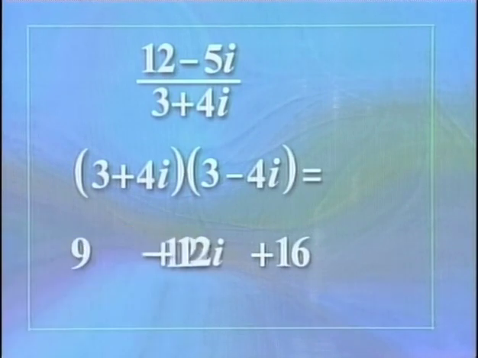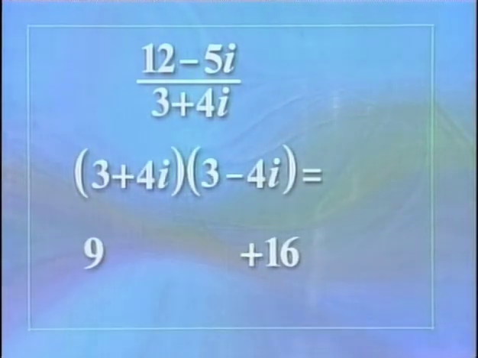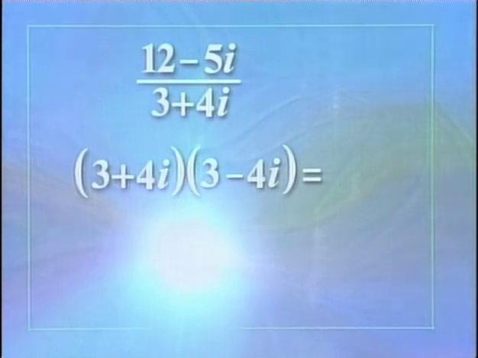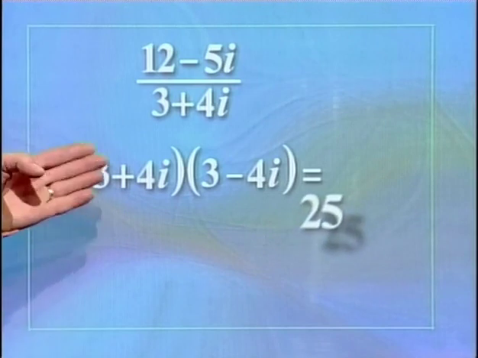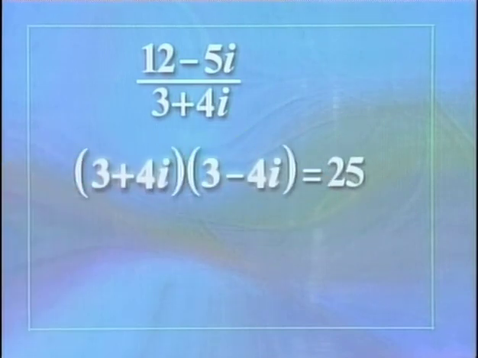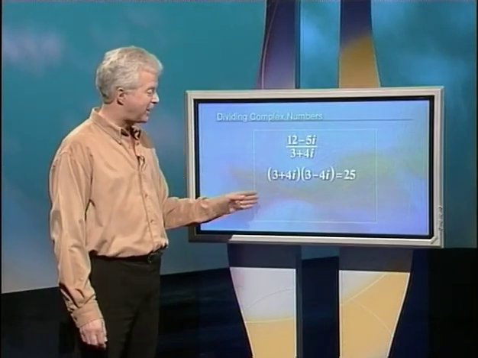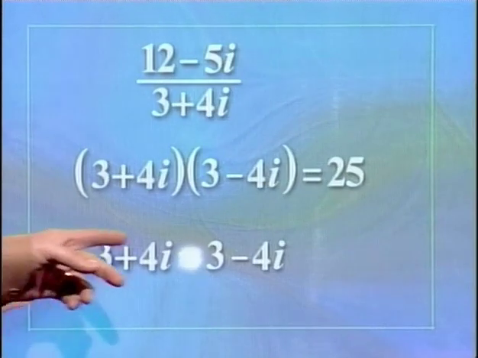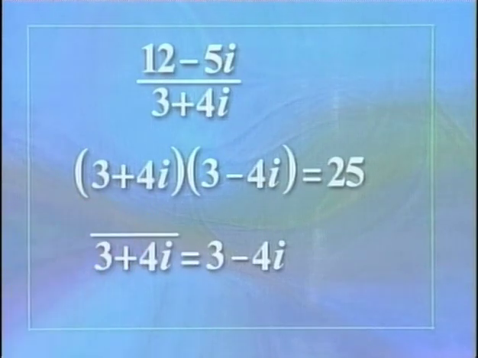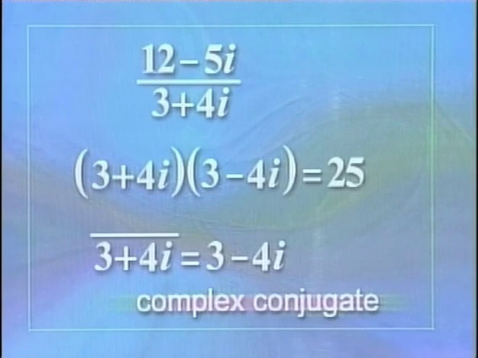The negative 12i and the 12i cancel out, so the imaginary part is disappearing, and we're left with a real number, 9 plus 16, which equals 25. So the fascinating thing is that the product of these two numbers gives a real number, 25. Now, we actually have a symbol which links a complex number with the complex number you get by changing the sign in the middle. We write 3 plus 4i with a little bar on top, and that's equal to 3 minus 4i. And we call 3 minus 4i the complex conjugate of 3 plus 4i.